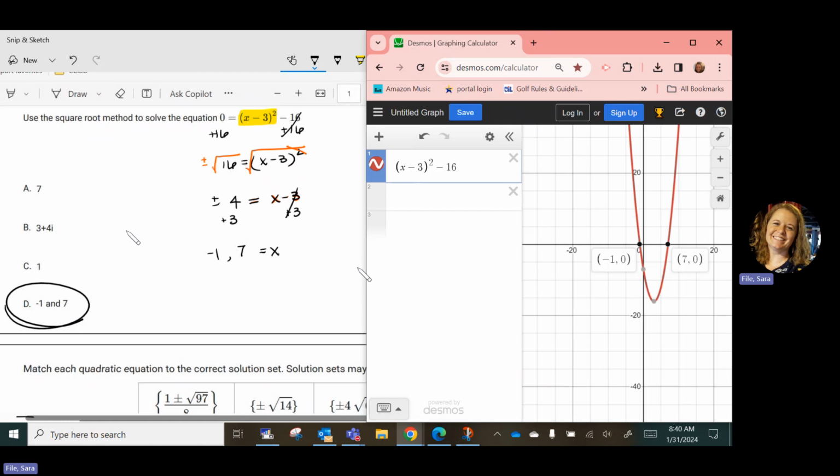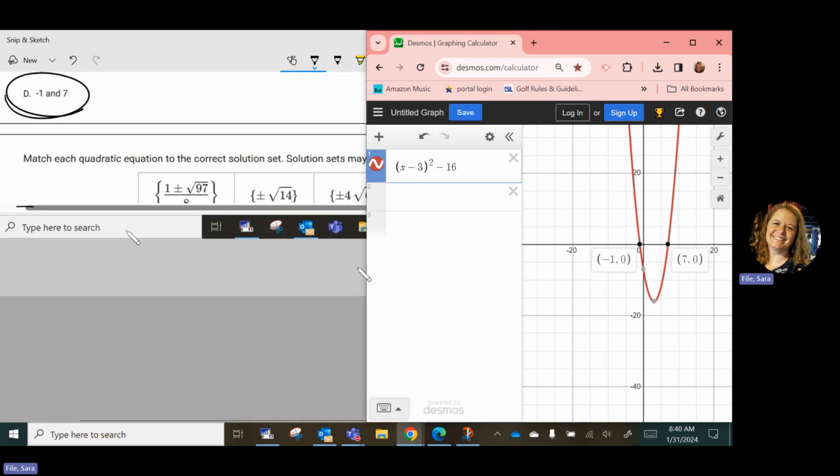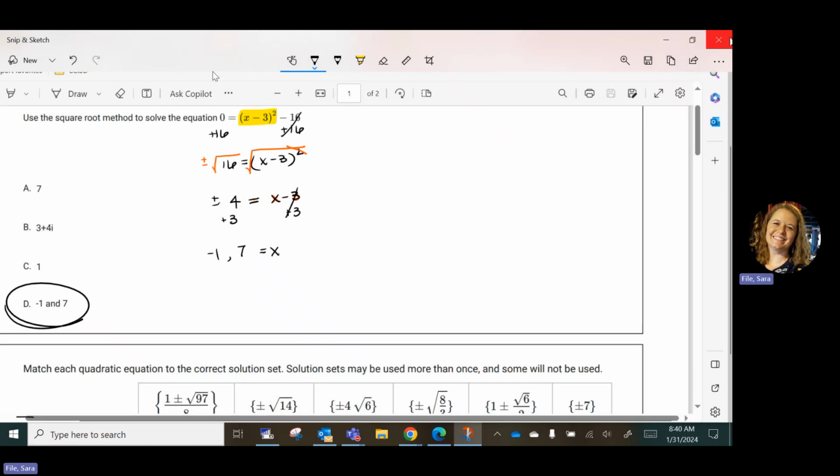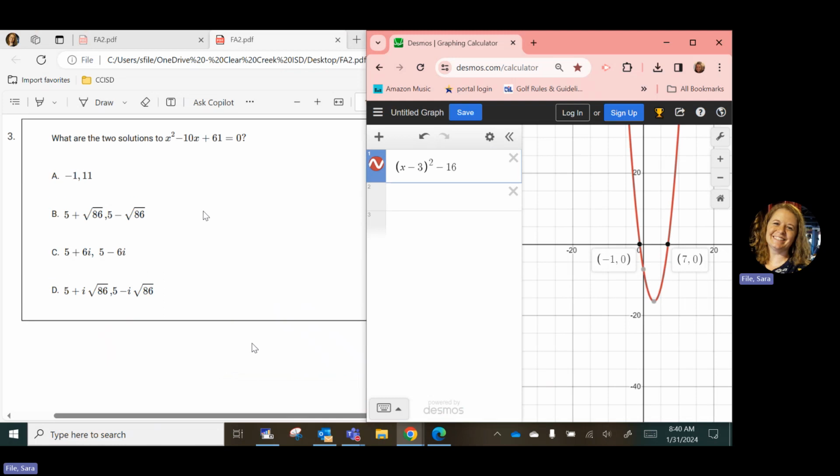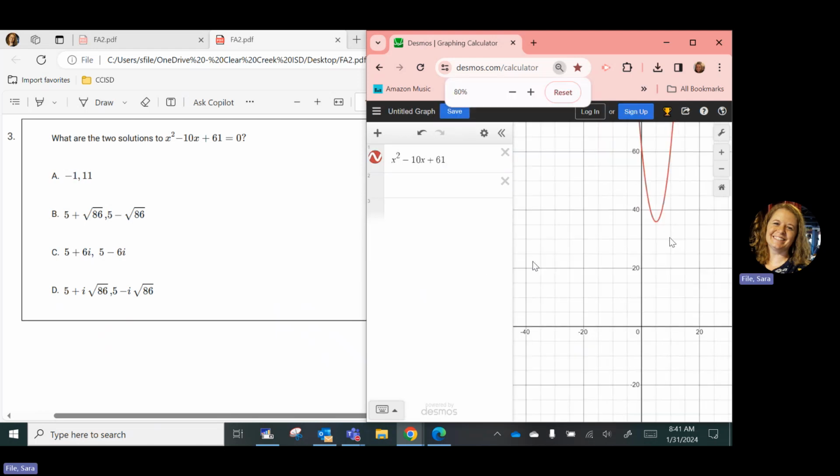Because there's one later here, I'm going to do this out of order just to show you what I'm talking about. Number 3, for instance, it says, what are the solutions to this equation? So if I were to look at this graph, x squared minus 10x plus 61. I don't even see it right now. Let me keep zooming out. Oh, there it is up there.